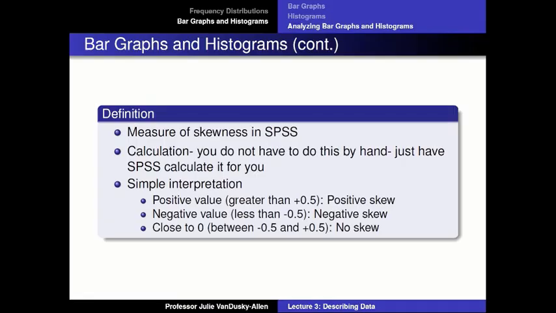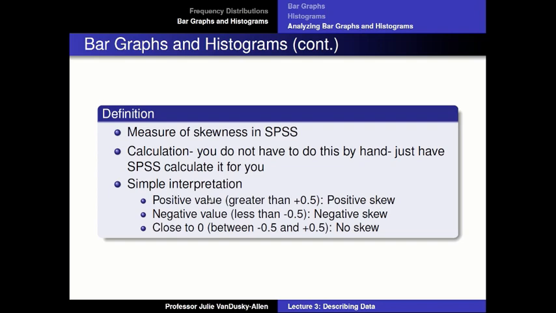There's an additional way to measure skewness. We can calculate a numerical value that indicates how skewed a distribution is. But in this class, I am not going to have you calculate skewness by hand, as it is complicated. So you will have SPSS do it for you, and you will have to know how to interpret it in SPSS. Here I provide a simple way to interpret it in SPSS.